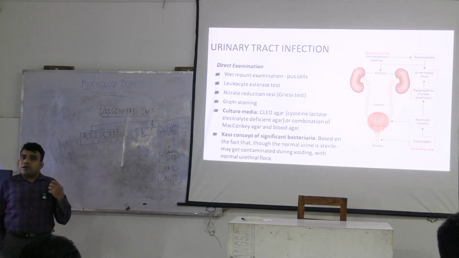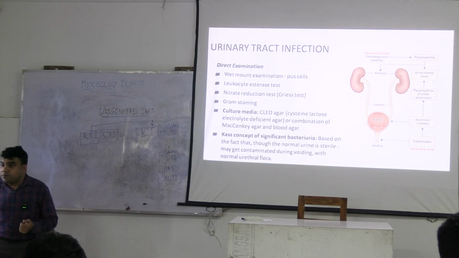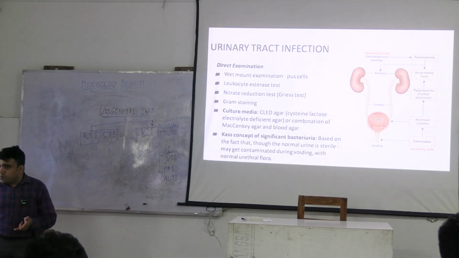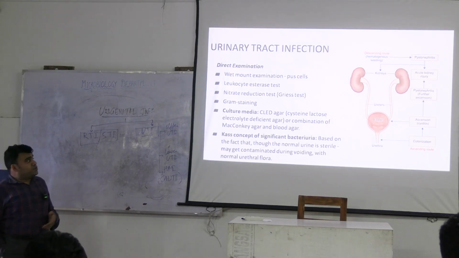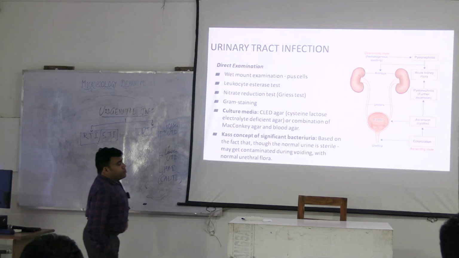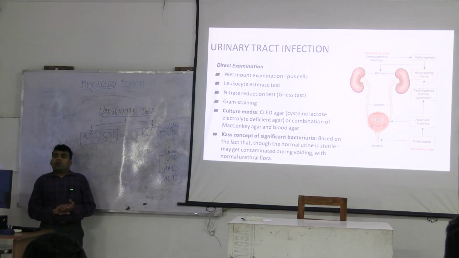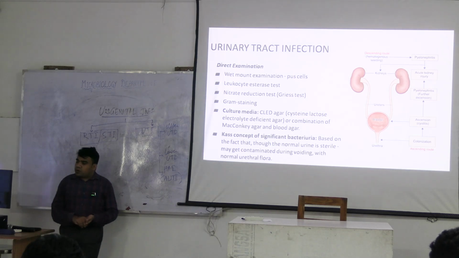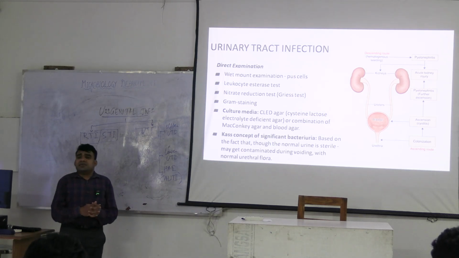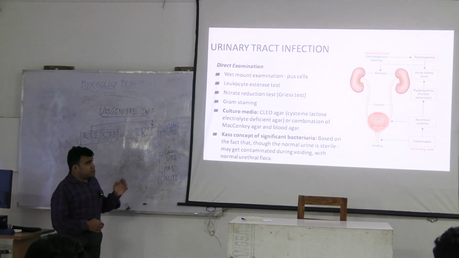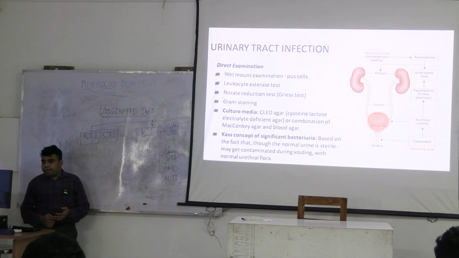How? If it is caused by E. coli, the pH will be low, pus cells will be present, RBCs may or may not be present, the leukocyte esterase test will be positive, and especially in case of lactose fermenters like E. coli, even the nitrate reduction test may be positive. We can also go for gram staining, but more importantly, we have to send the urine for culture. In a routine microbiological lab, we can go for culture on both MacConkey and blood agar, or alternatively we can use CLED agar, that is cysteine lactose electrolyte deficient agar.